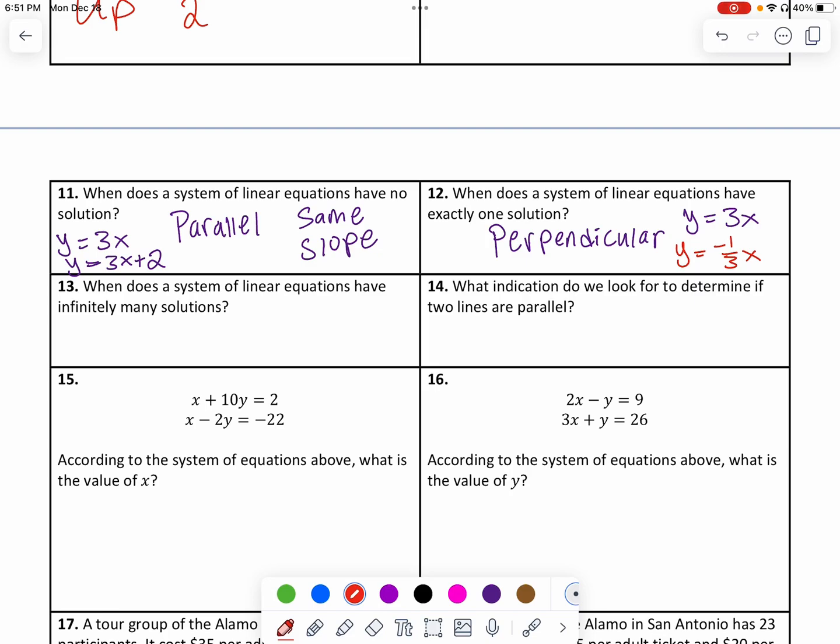And then the last one is when they have infinitely many solutions. This is essentially just when they are the same equation. Okay, because if they are the same equation, they're going to overlap infinitely. They're never going to not be touching. And then I already kind of went over 14. If they're parallel, they have the same slope. That's it. Okay, so that's how we look at systems of equations in linear form.